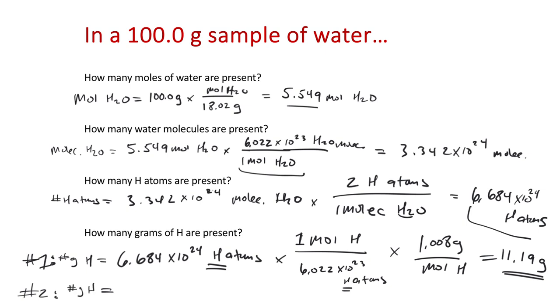So the mass of hydrogen in the sample, you could take the sample mass, the 100 grams, and just multiply it by the percent of hydrogen by mass.